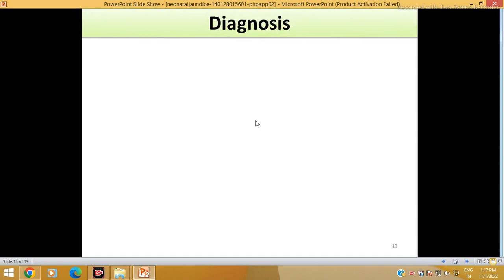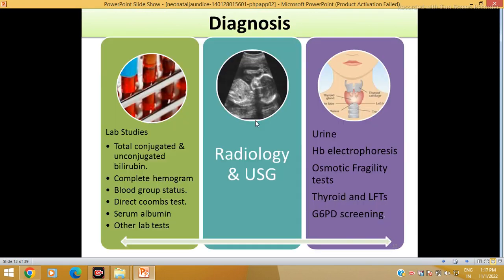Then next is the diagnosis of the jaundice. So how do we do the diagnosis? First one is the lab test. So in the blood test we are doing total, conjugated and unconjugated bilirubin, complete hemogram, blood group status, direct Coombs test, serum albumin and other lab tests if they are needed as per the patient's condition.